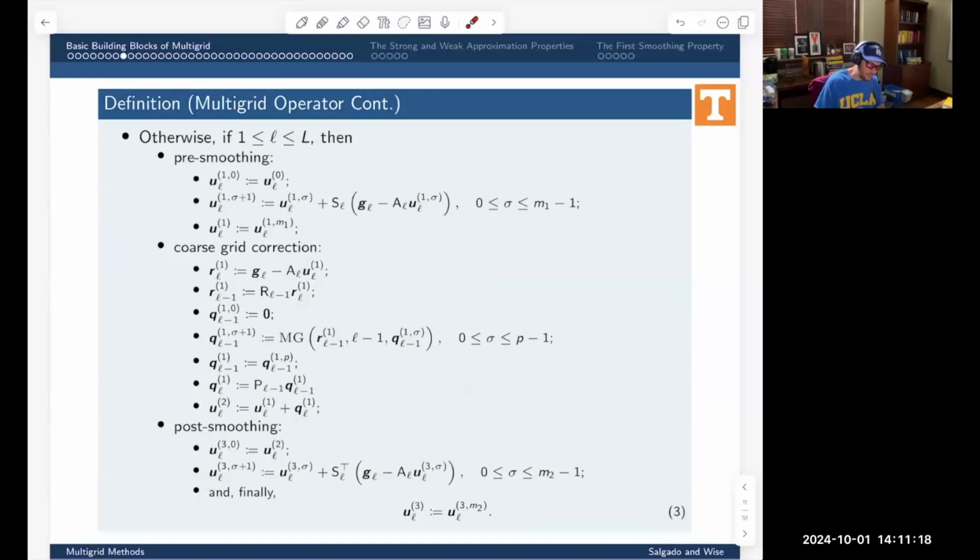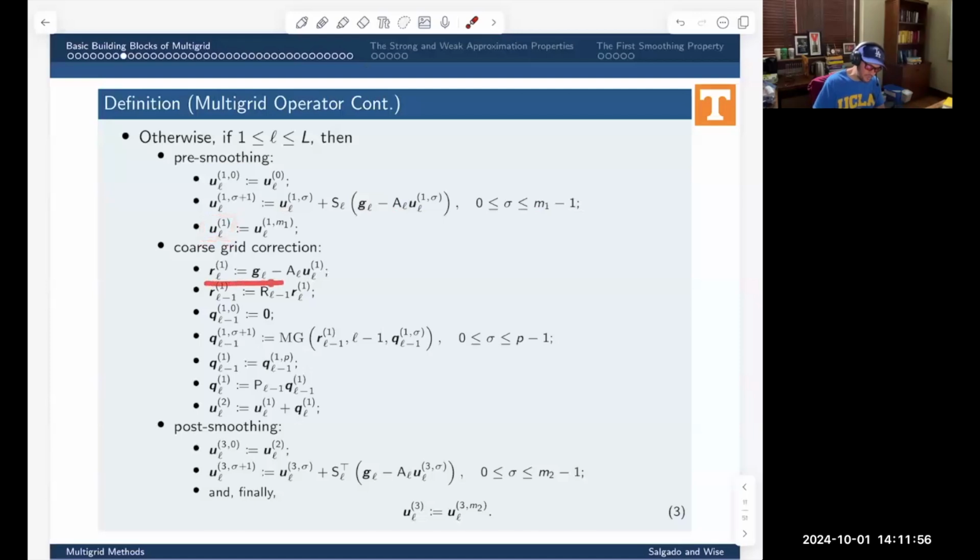If it's not on the coarsest possible level, I'm going to do three things. First, I'm going to do pre-smoothing. I'm going to take that G operator and use it in a smoothing process with the iterator matrix for the smoothing, S_L. And I'm going to apply a loop which does M_1 applications of this general linear iterative scheme. And that's what I'm going to call my pre-smoothing step. Once I get that pre-smooth step, I'm going to call that U_L^1, by the way.